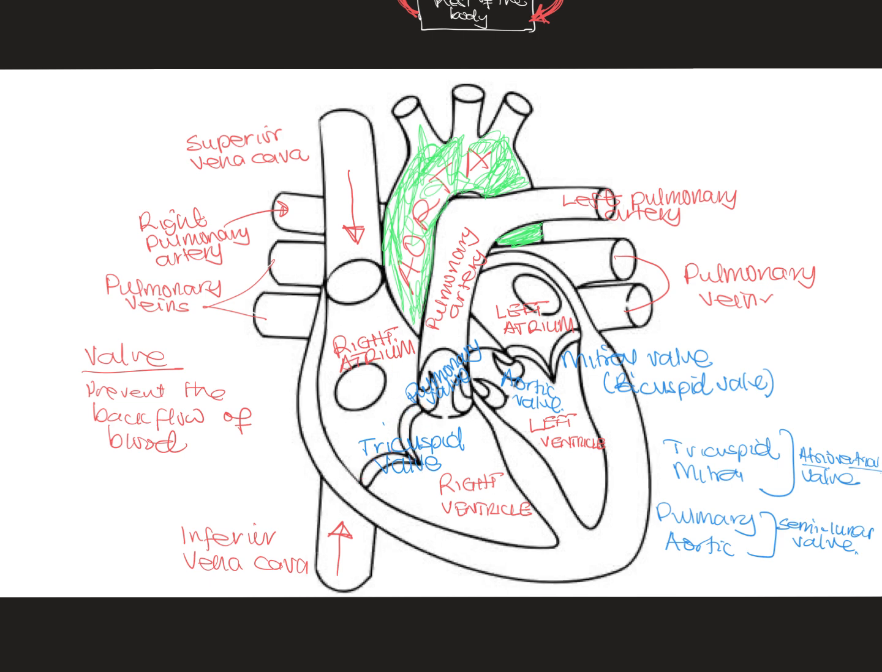So the closing of the valve is what prevents the blood from flowing back. This is how the tricuspid valve functions. It will allow blood to move from the right atrium to the right ventricle, but will not allow blood to move from the right ventricle to the right atrium.